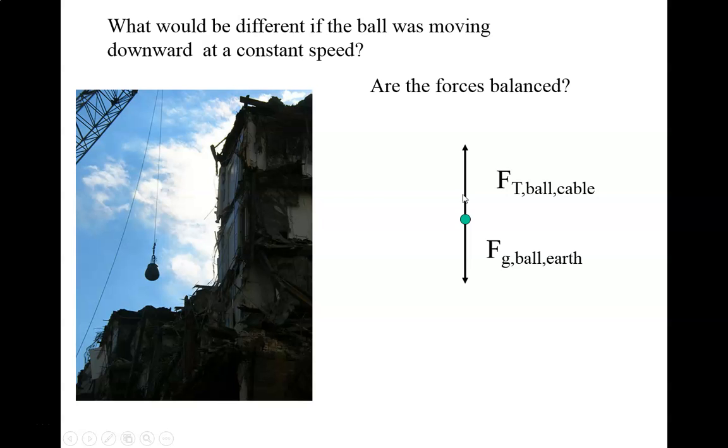Let's look at another scenario. Let's say it was moving downwards at a constant speed. How would I change my force diagram? The answer is I wouldn't. It's moving at a constant speed, so the forces on it have to be balanced.